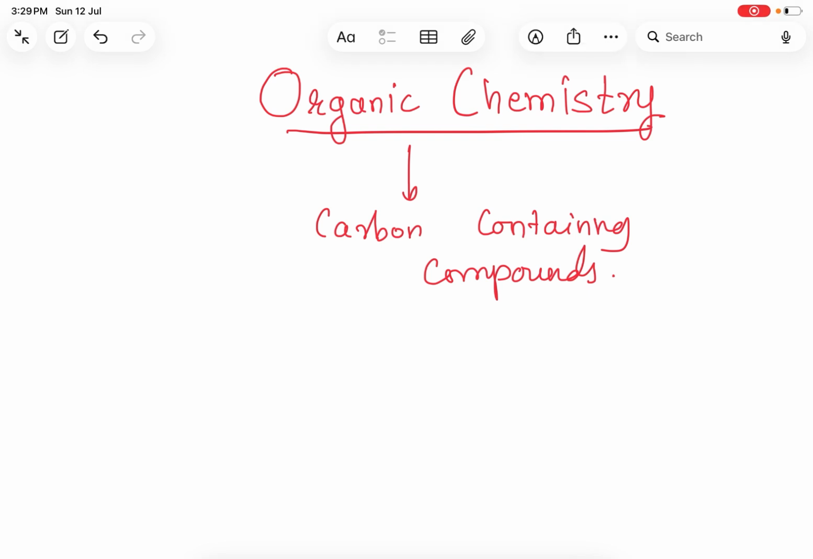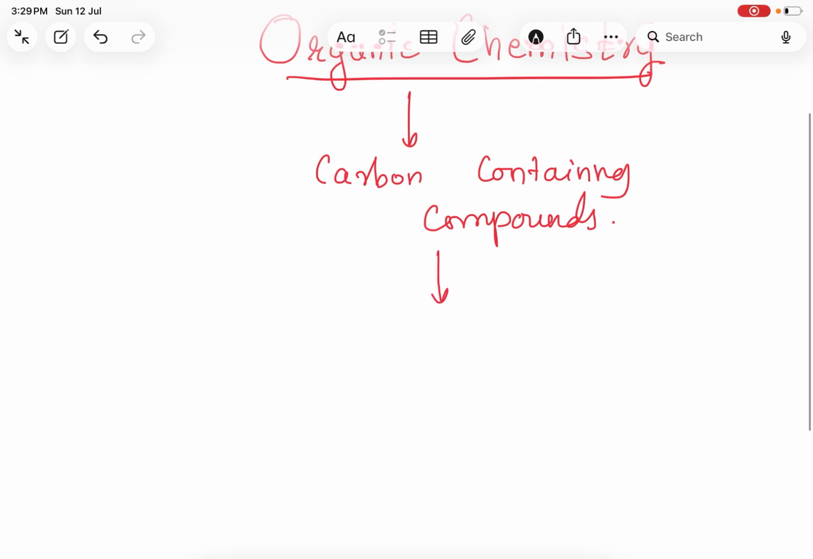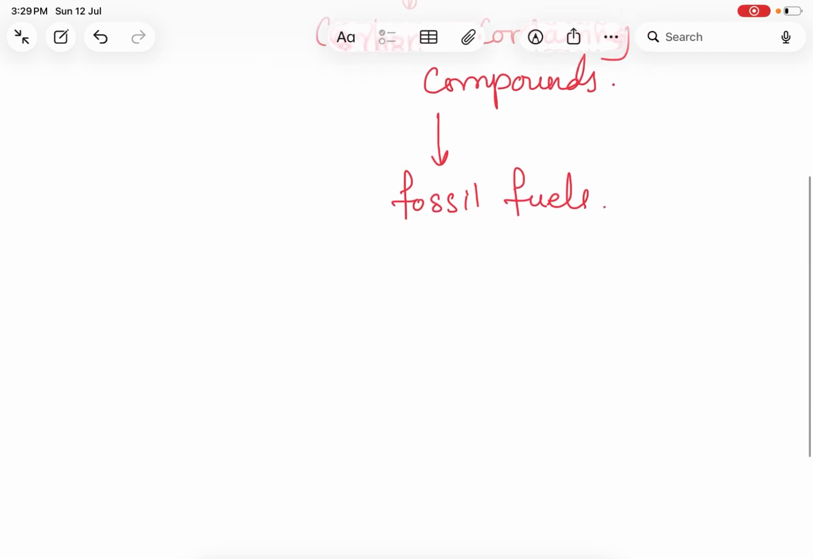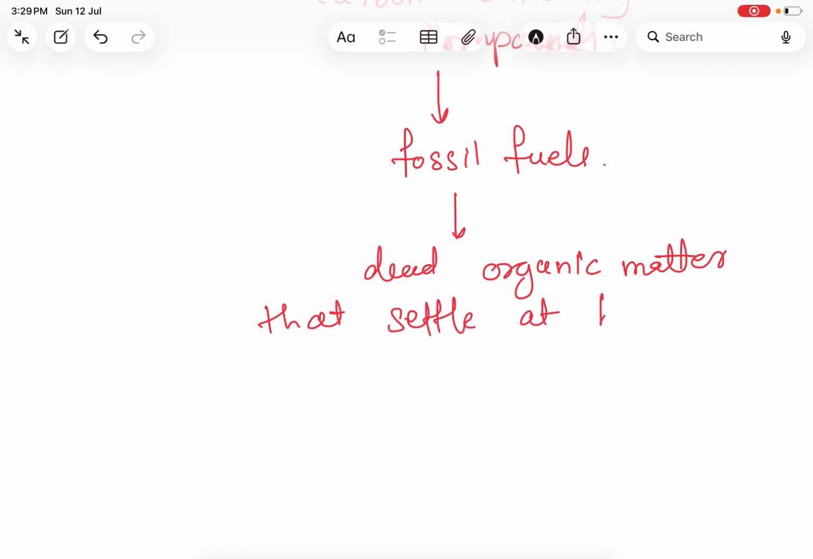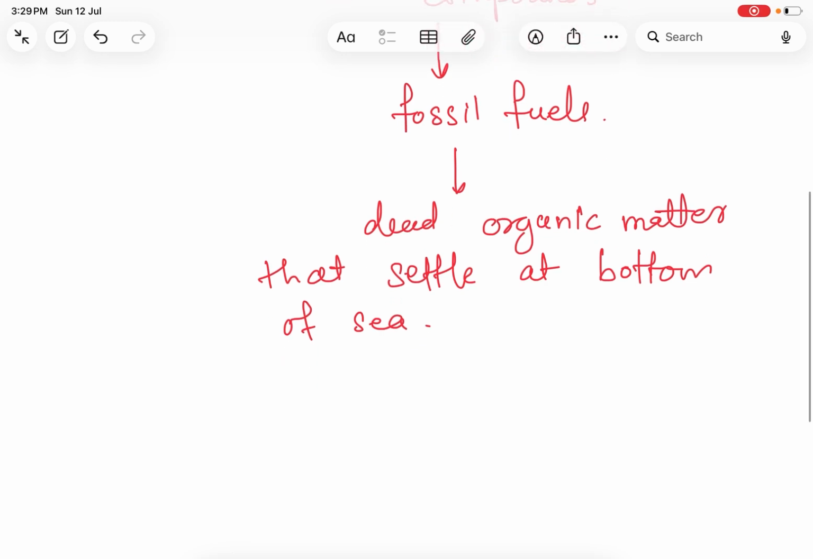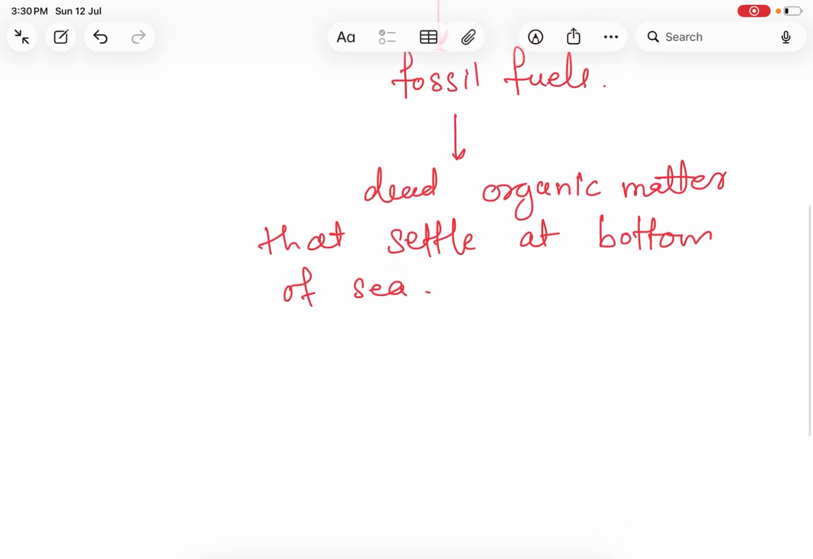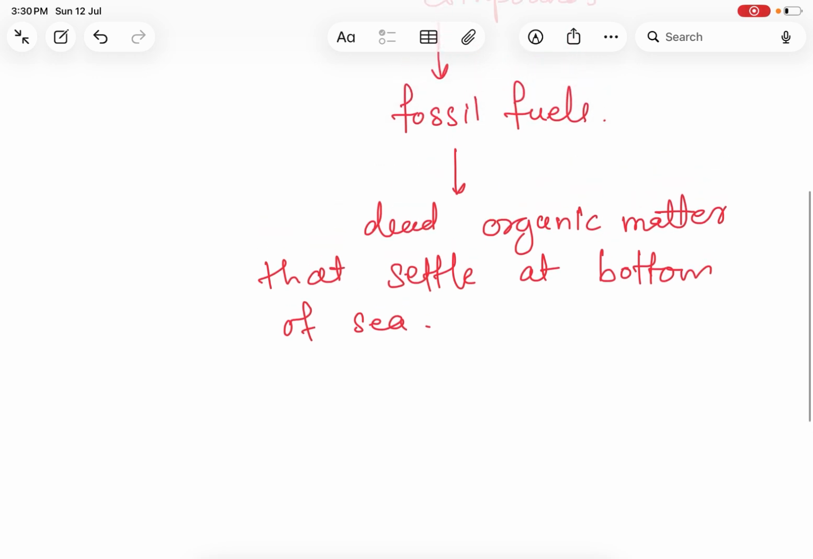Now where do we get these carbon containing compounds from? We get them from fossil fuels. Now how do we get the fossil fuels? Fossil fuels are nothing but dead organic matter that settles at the bottom of the sea, and it is made due to heat and pressure over so many years. So that is how we get fossil fuels.